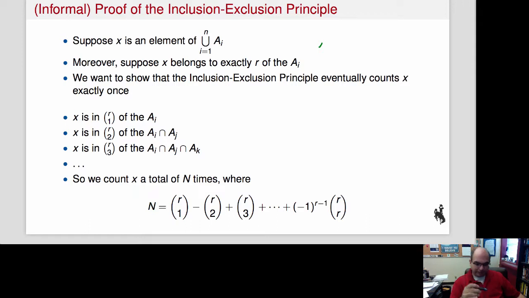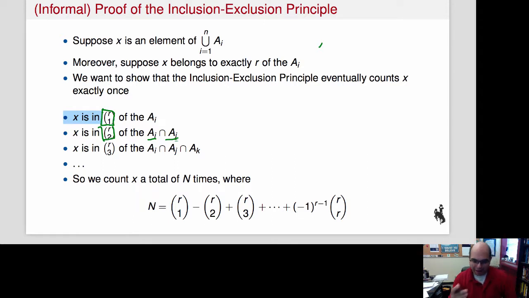So here's the idea. I said that X is in R of the A sub i, right? So that's kind of R choose 1, right? That's the number of ways that it appears in one of the A sub i. Now, how many combinations of pairs is it going to appear in? And the answer is R choose 2, right? Because I need it to be in A sub i and A sub j, right? So that means that the i and j have to be 2 of the R sets that contain X, right?